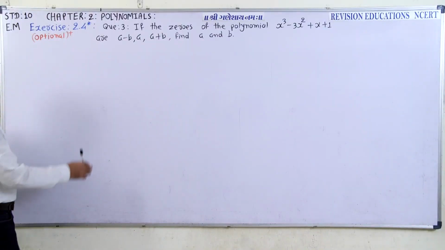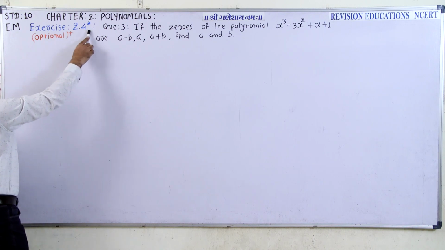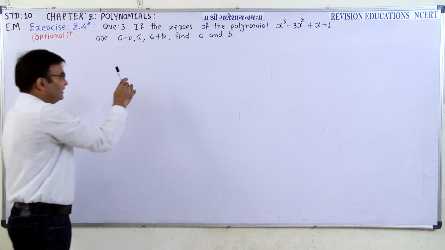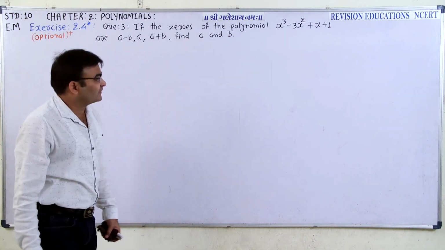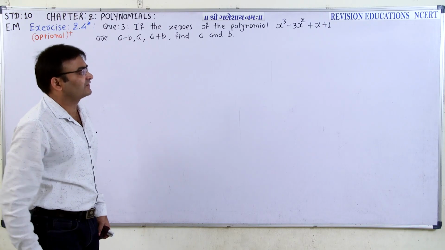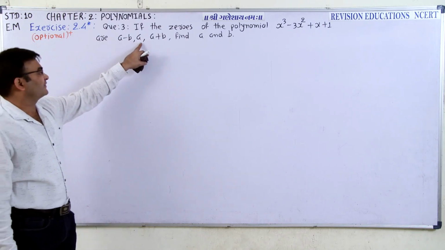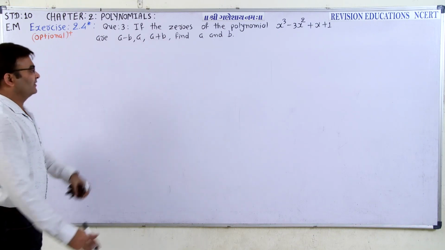Now friends, chapter number 2, Polynomials, exercise 2.4, question number 3. If the zeros of the polynomial x cube minus 3x square plus x plus 1 are a minus b, a and a plus b, find a and b.